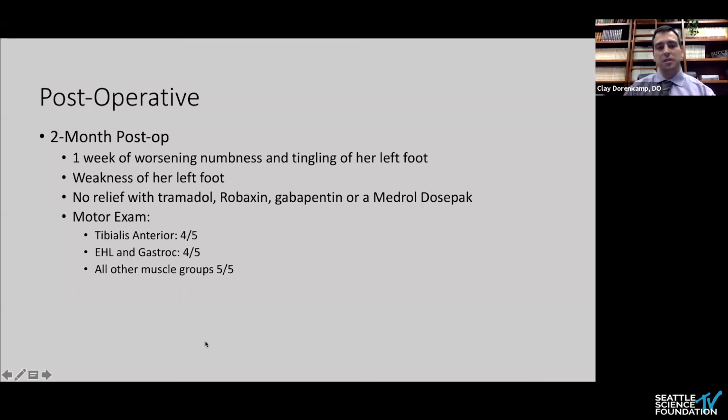So at 2 months postoperatively, two weeks after this visit, she had had 1 week of worsening numbness and tingling of her left foot. She had weakness in her left foot again, and no relief with tramadol, Robaxin, gabapentin, or Medrol dose pack. On motor exam, her tibialis anterior, EHL, and gastroc were now becoming weak again.